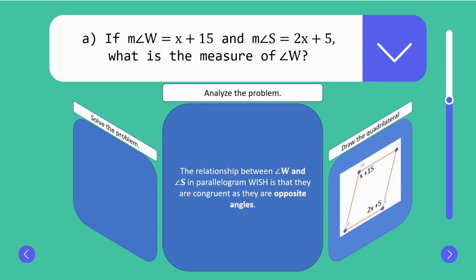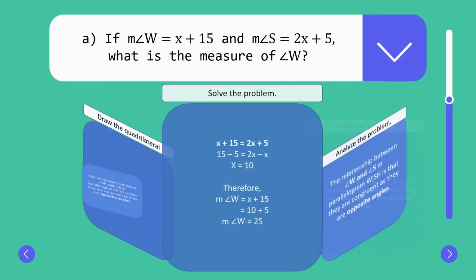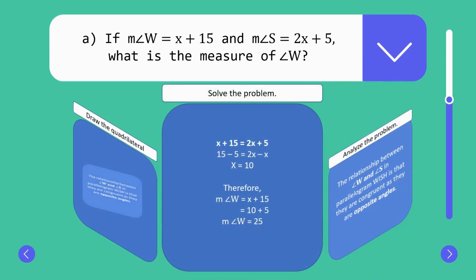By looking at our illustration, we can say that angle W and angle S are opposite angles. And we all know that the opposite angles of parallelograms are congruent. Therefore, we can use this property to solve for the problem. Since angle W and angle S are congruent, we can now equate their values. So we have here x plus 15 is equal to 2x plus 5. We combine like terms, we put the constants on the left side of the equation and the terms with variable x on the right side of the equation. We simplify, x is equal to 10.